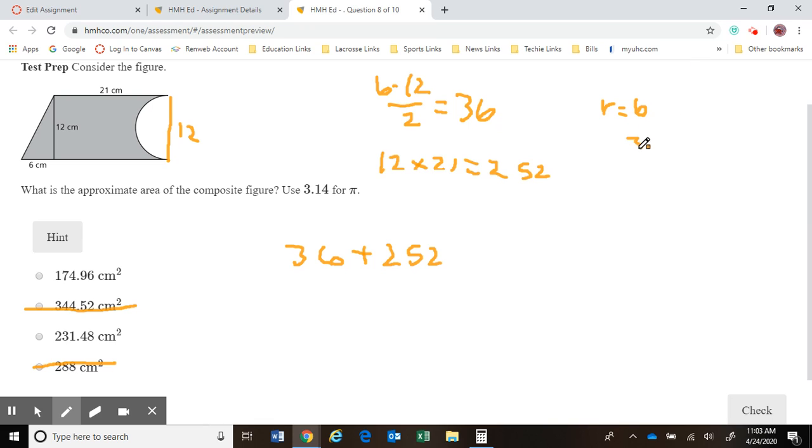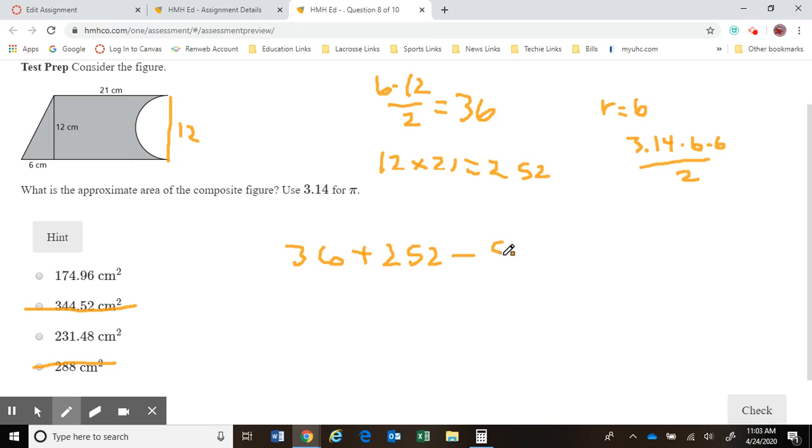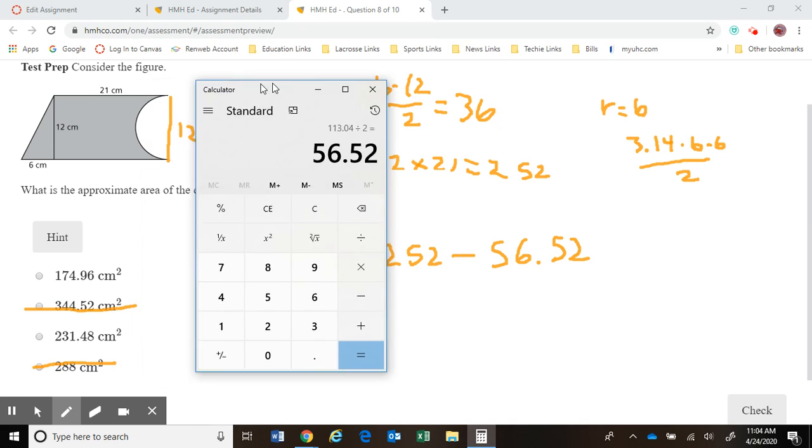So I'm going to go 3.14 times 6 times 6, and I'm going to divide that by 2. And whatever I get, I'm going to subtract it out. 3.14 times 6 times 6, divided by 2, sorry, and I got 56.52. And I need to subtract out 56.52. Hopefully you know at this point it's 231.48, but we'll just check it just in case.